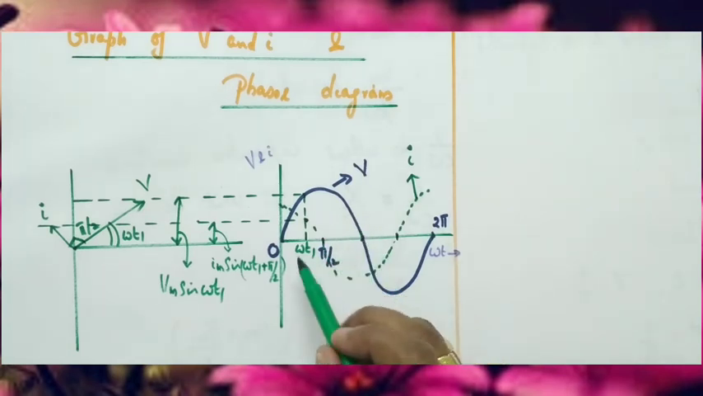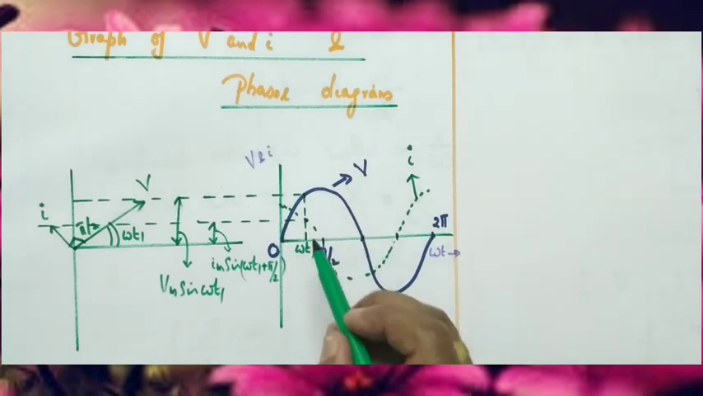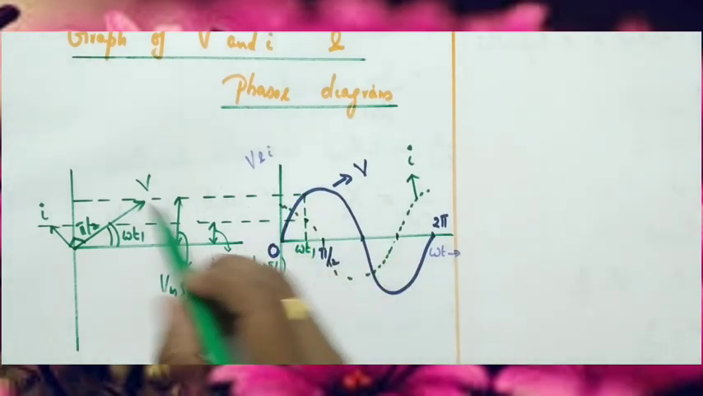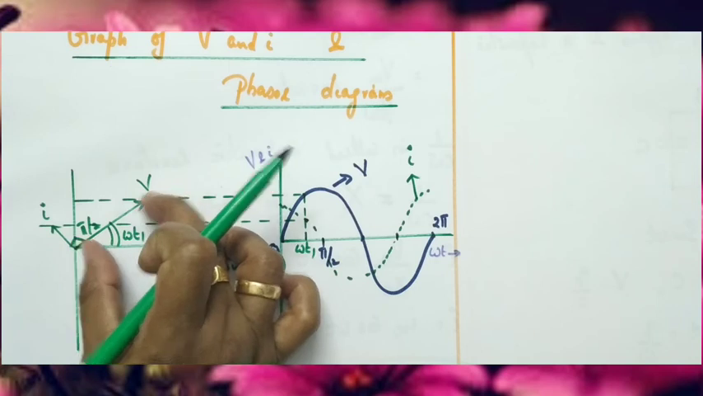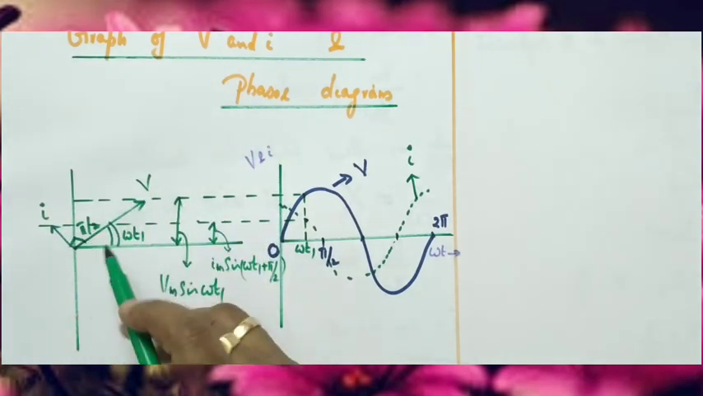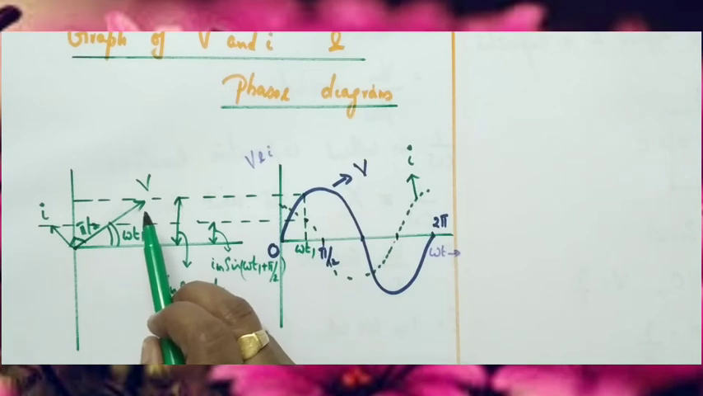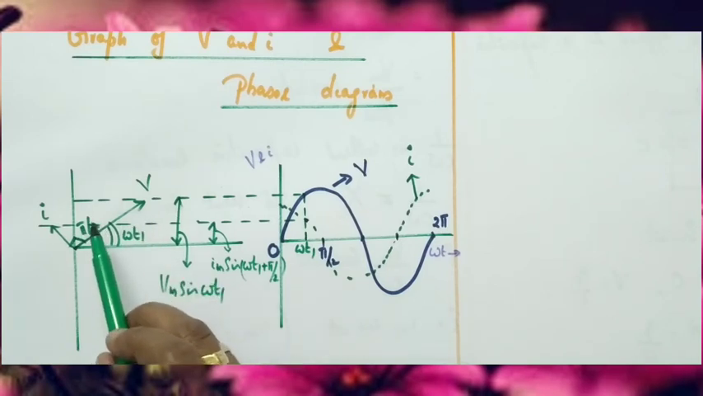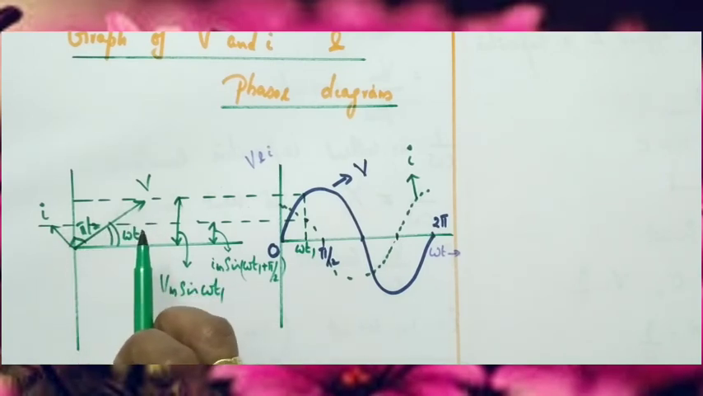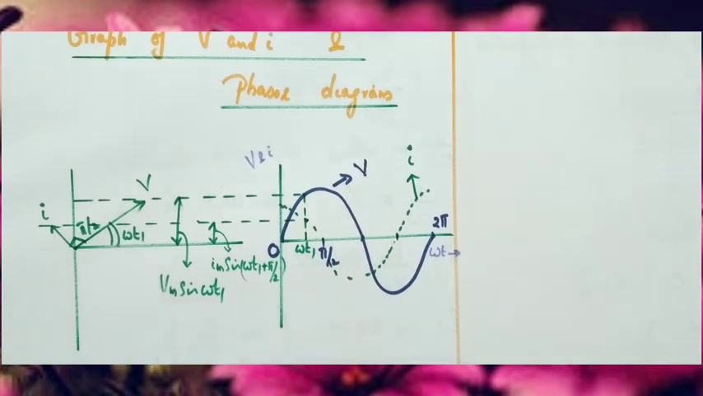So how will you draw the phasor? Consider an angle between 0 and pi by 2. Let that angle be omega t1. From that draw a perpendicular. Here this represents the voltage phasor and here this represents the current phasor. The magnitude of current is less than the magnitude of voltage, and it is clearly explained that current leads voltage by an angle pi by 2.